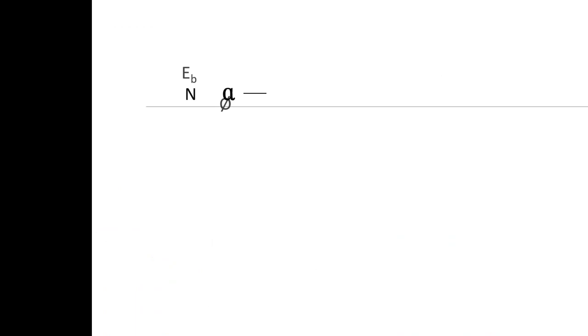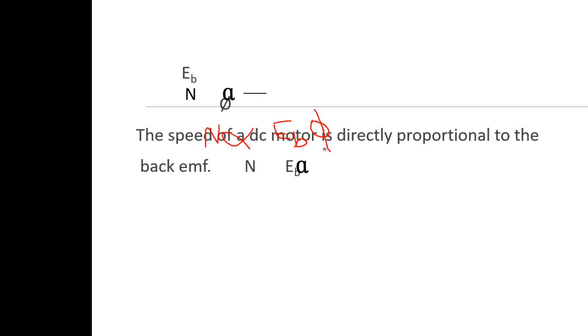So from that, N is directly proportional to EB and phi. Okay, this is the actual equation. So the speed of a DC motor is directly proportional to the back EMF. If, for example, this phi is constant, then speed is directly proportional to EB.